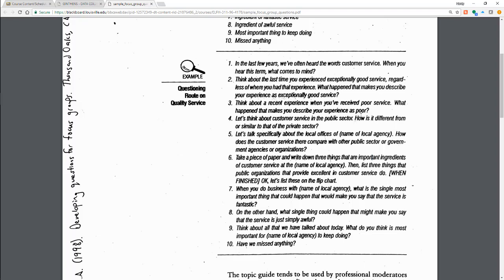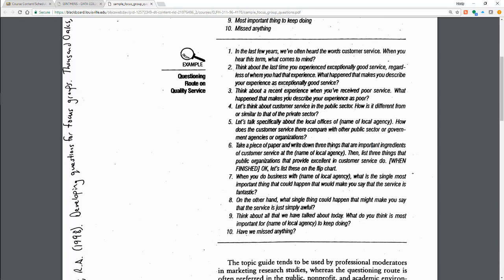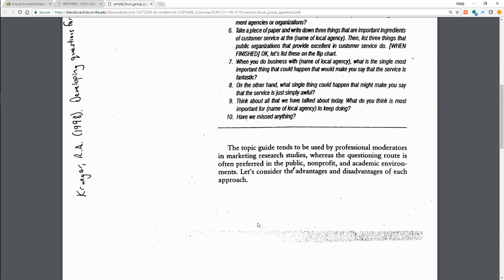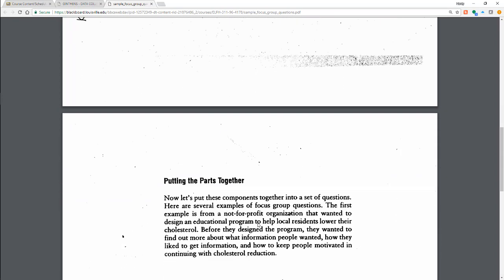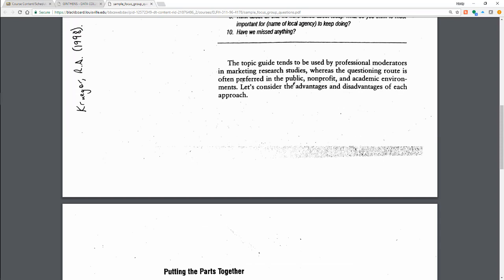This reading is also going to be available for this week, so make sure you open it up and take a read at the rest of the questions. And then the other one that I wanted to talk about is this one. Oh, and by the way, I just made a quick stop over here because I wanted to point this out. The topic guide is meant to be used by professional moderators in marketing research studies.